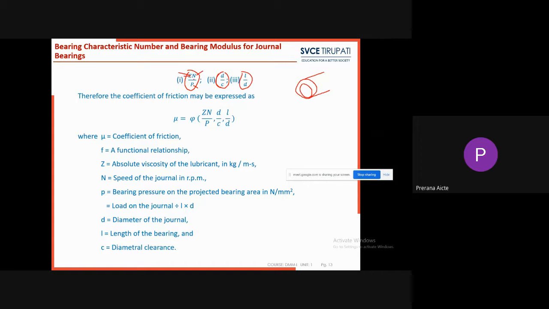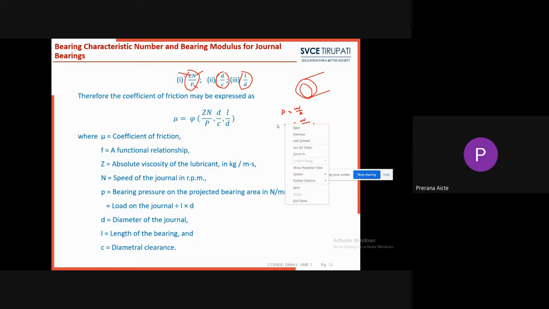But before that, we are going to calculate the bearing pressure. That is P is equal to load by area. That is W by area A, which is equal to W by L into D. Here L means length of the journal, D means diameter of the journal, and W means radial load, or load on the bearing. So this is the P value.